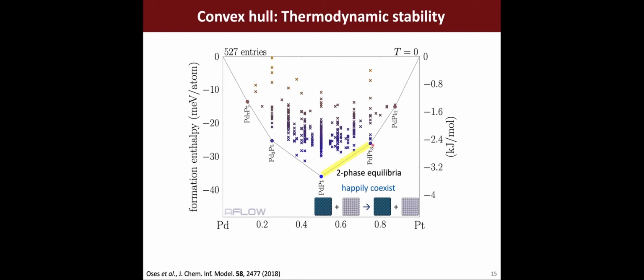Okay, so what are the various components here of the convex hull? Here we have the tie line. The tie line represents two-phase equilibria. What it means is that if I take these two components and try to mix them together, they're going to happily coexist phase separated. They're not going to want to mix. They're just going to stay phase separated if I'm along this tie line.